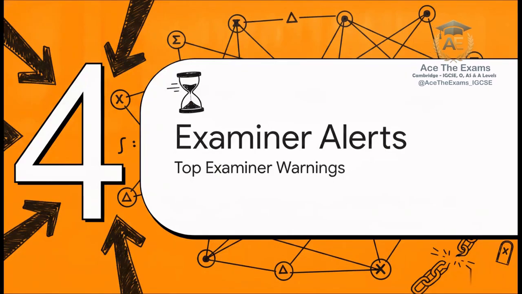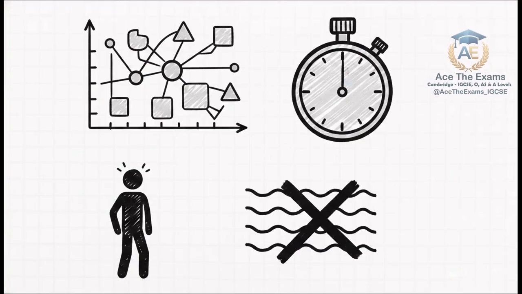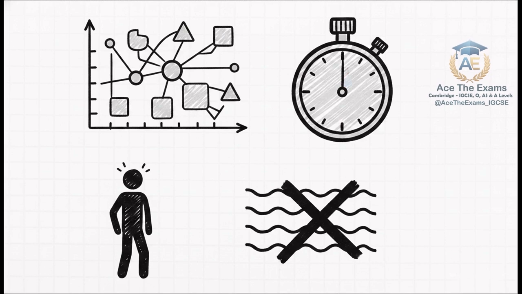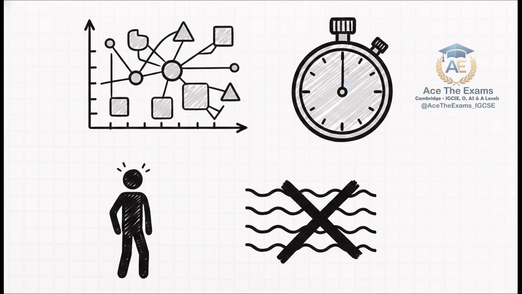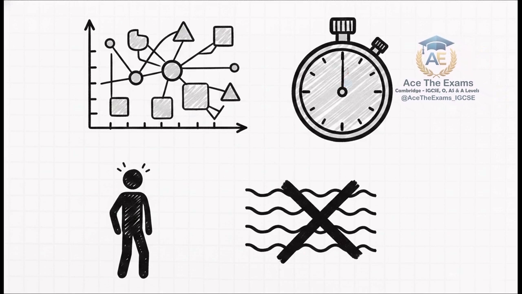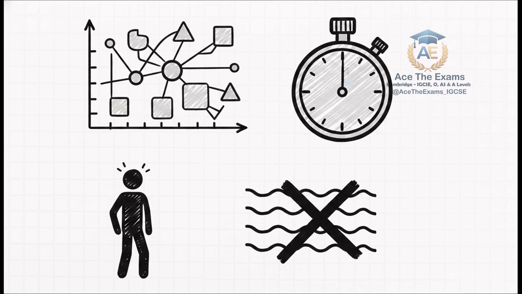Section 4. Critical Examiner Alerts. Let's kick off our interactive workshop and move to the specific traps and pitfalls that cause even the most prepared candidates to hemorrhage marks. According to Cambridge Examiner data, these are the top 3 examiner warnings. Number 1, wrong approach for the context. Number 2, forgetting format and presentation. And number 3, answers not specific to the context.